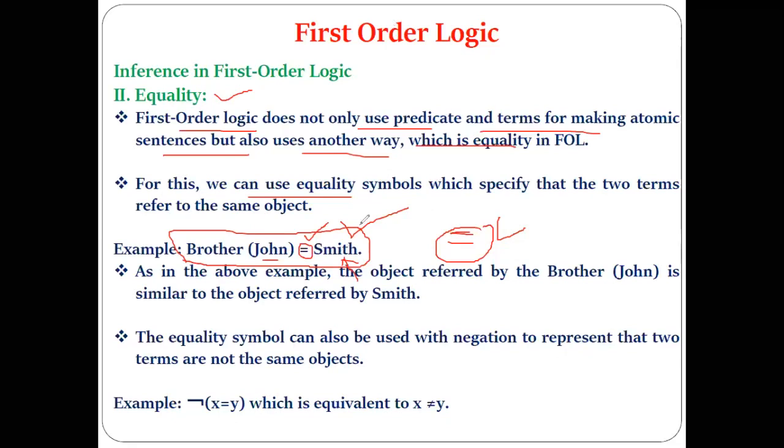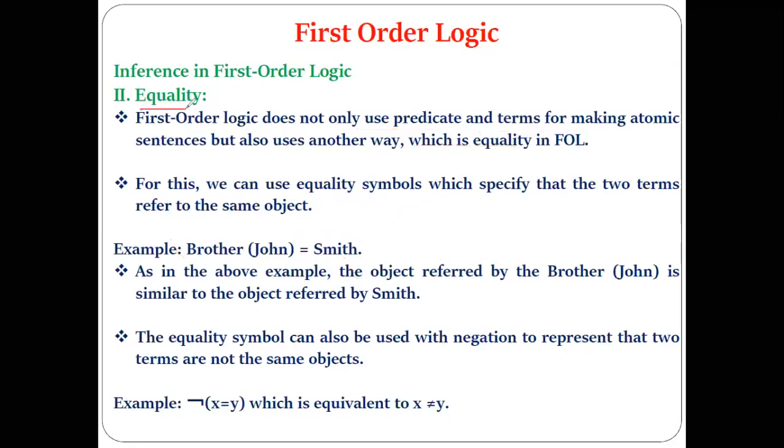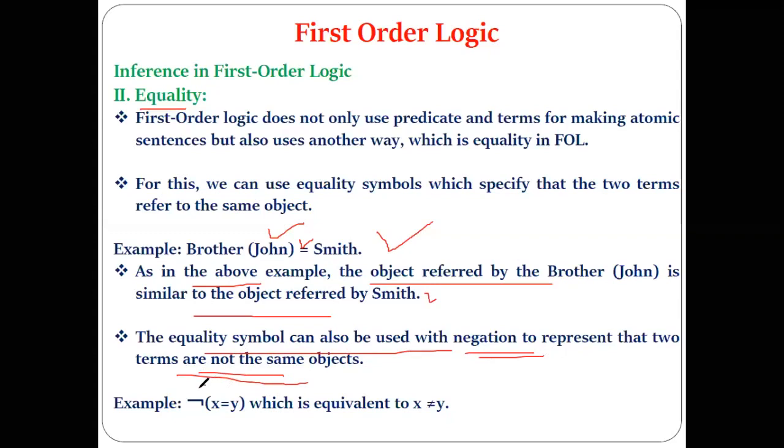Okay, so this is the second terminology, that is the equality, which we have seen here. If you want to show something which is similar, it can be shown like this, as you can see in this example, with this kind of symbol, that is equal to. As in the above example, we can see the object referred to by the brother John is similar to the object referred to by Smith. Now, if you want to show something negative, the equality symbol can also be used with the negation, which represents that two terms are not the same object. For example, if you have written negation of x comma y, this can also be written using the equality operator with the negation, and this is written like this.